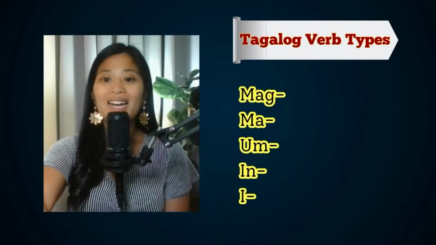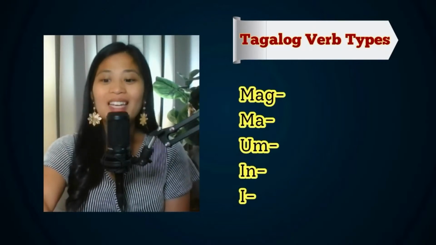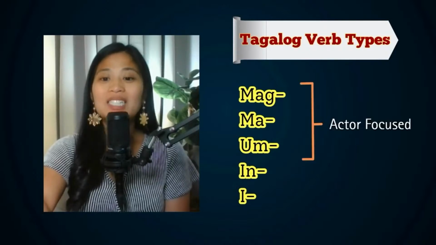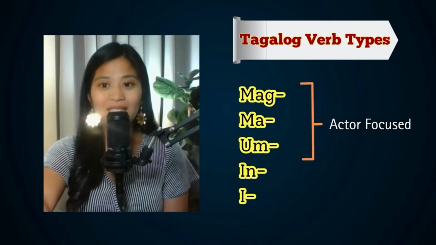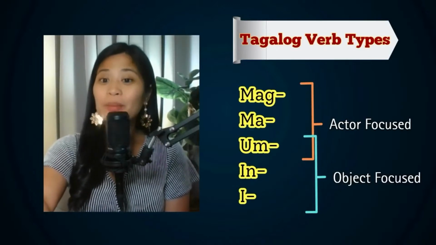Alrighty, so in Tagalog, there are 5 main types of verbs: mag, ma, um, in, and i verbs. Now, what makes them different is that some verbs are actor-focused and some are object-focused and some are both.